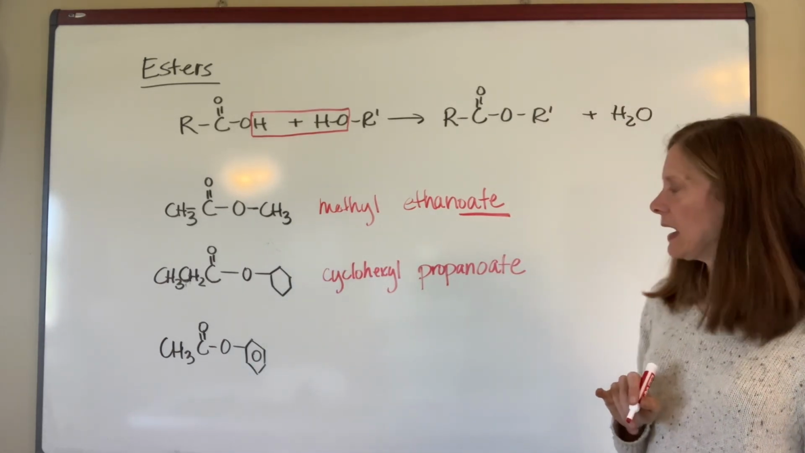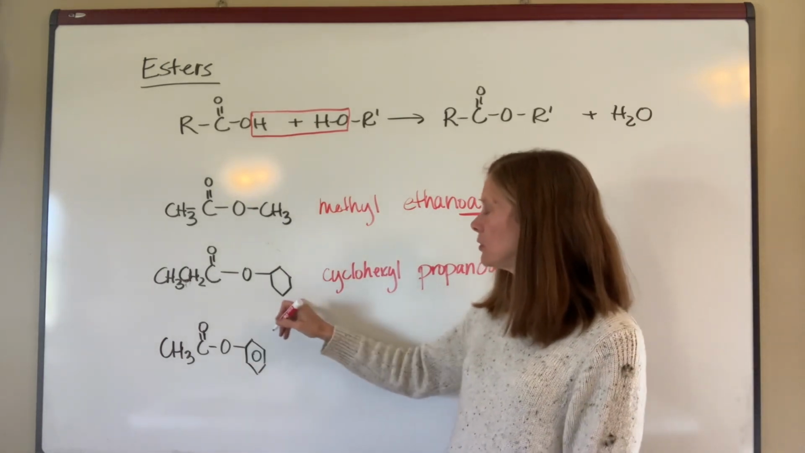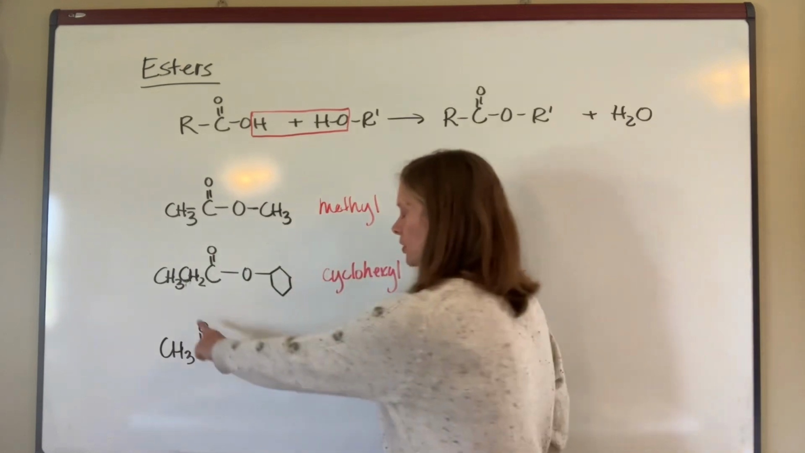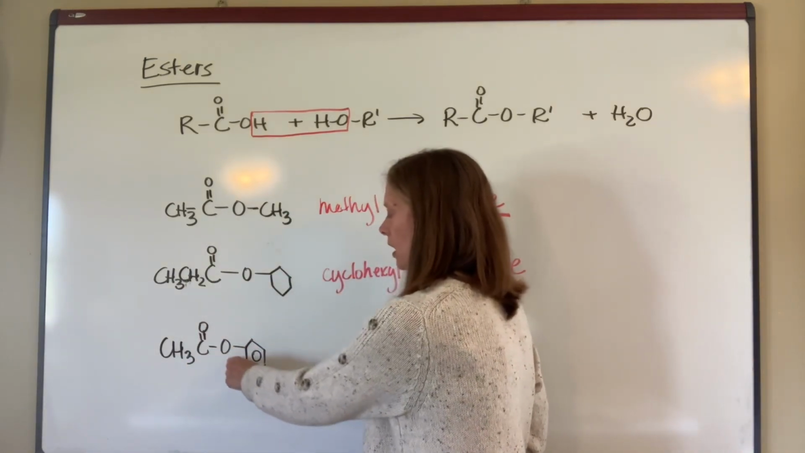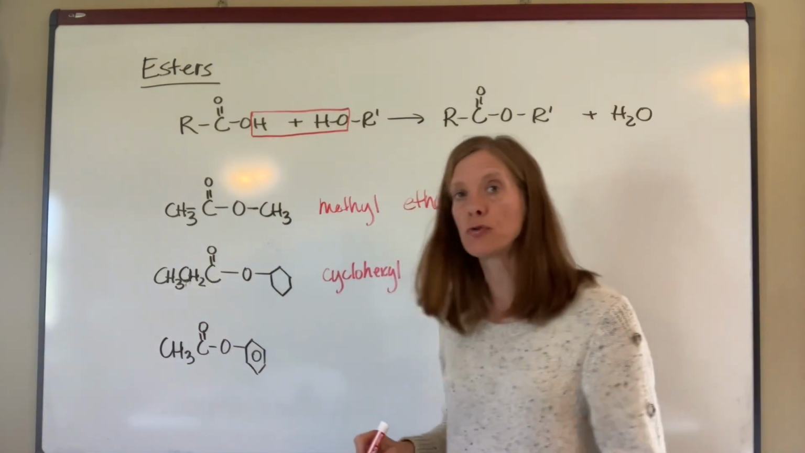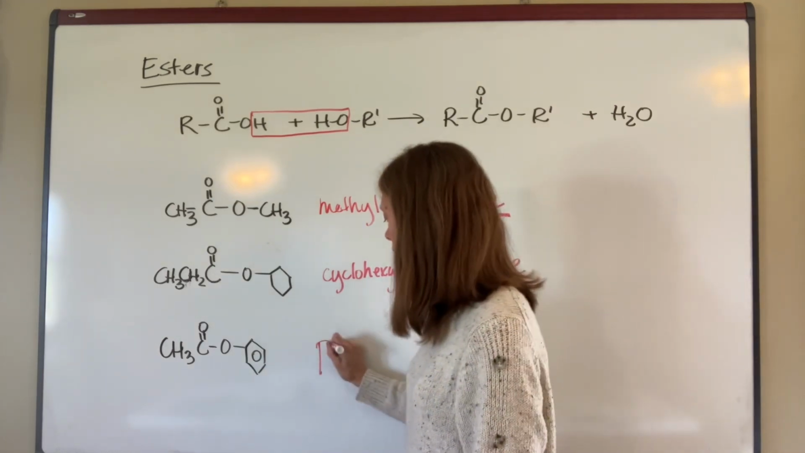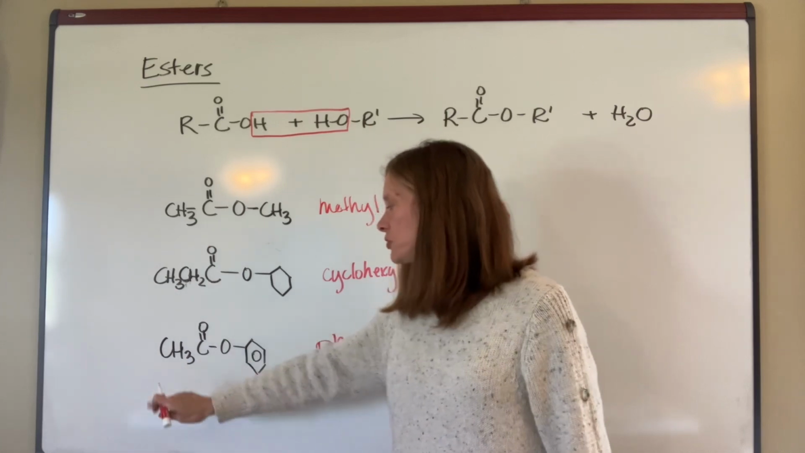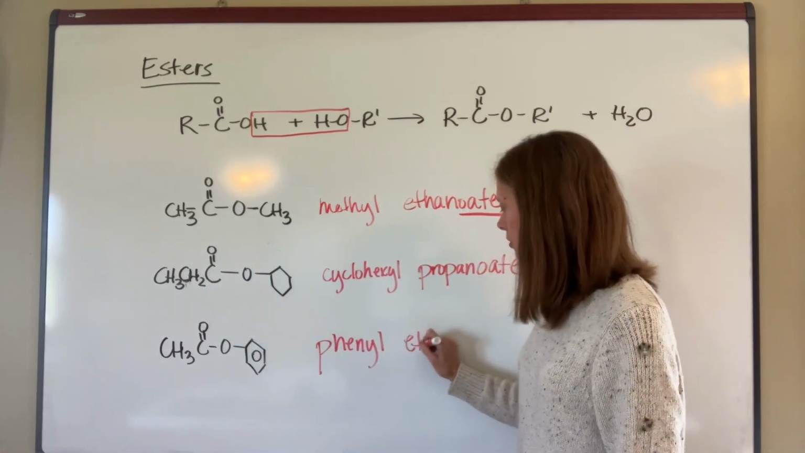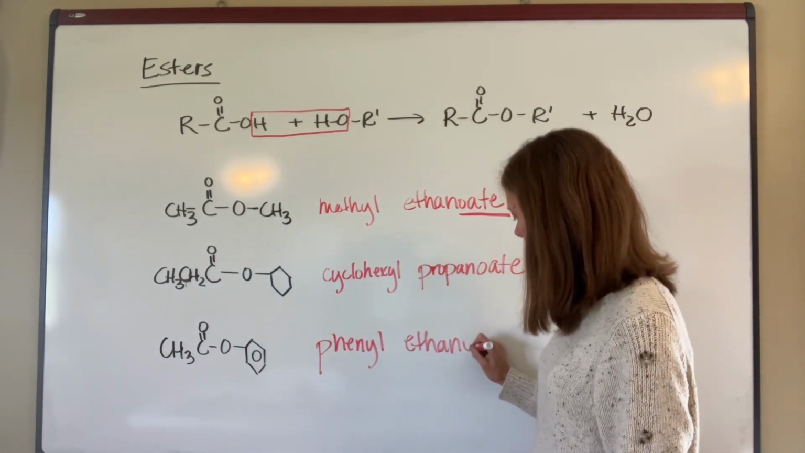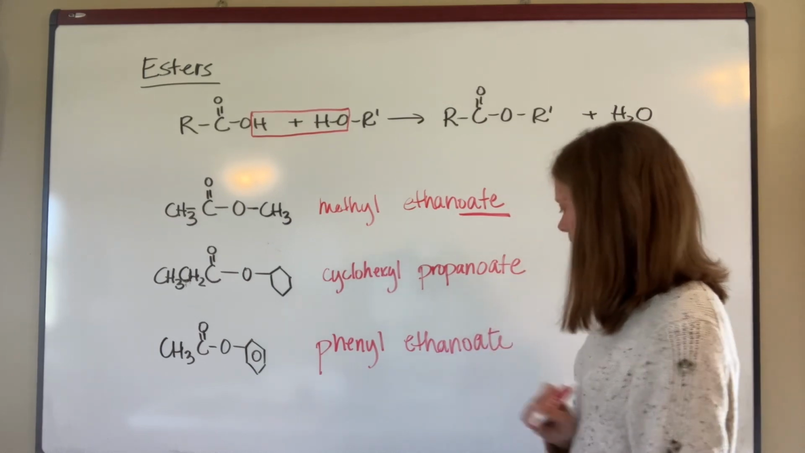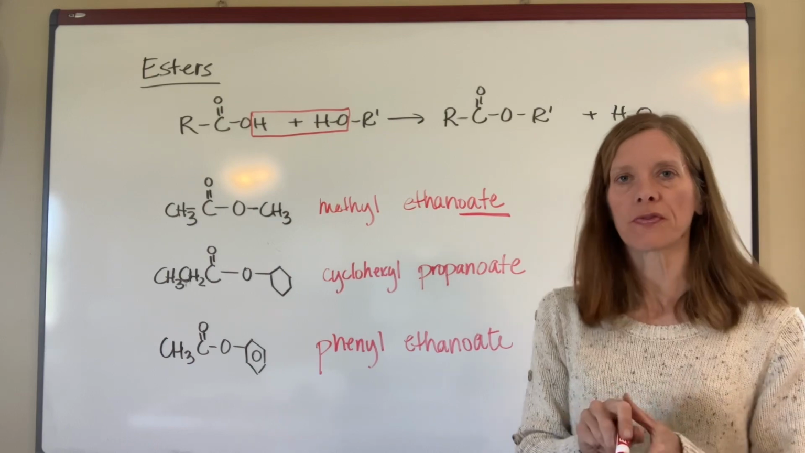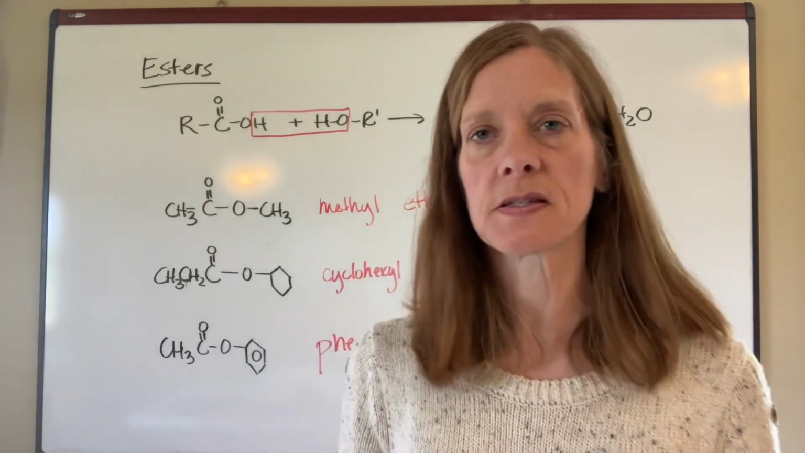Okay. And since I'm using my -yl suffix to name these groups where this is singly bonded, I have a benzene ring there, and you remember we named that as a phenyl. So this is going to be phenyl, and then I just have 2 carbons, so it's phenyl ethanoate. Okay, so nothing too difficult there either. Okay, so that takes care of our esters.